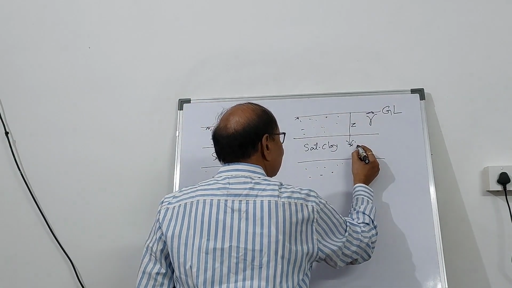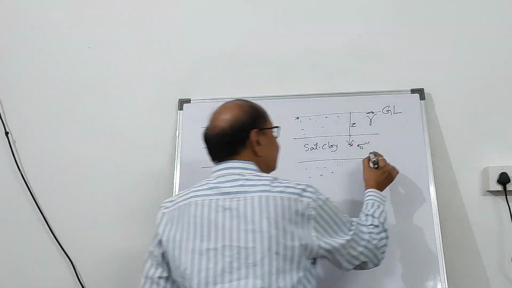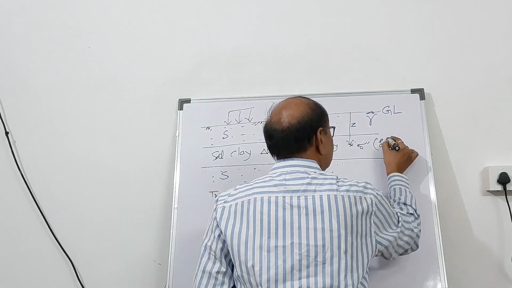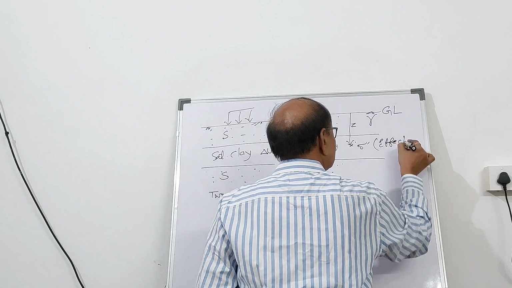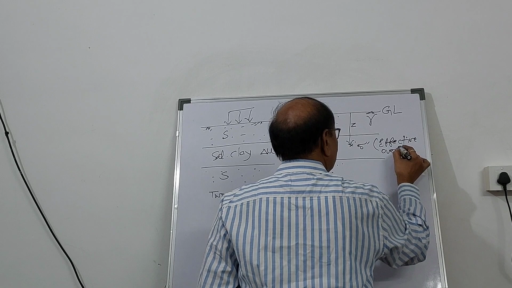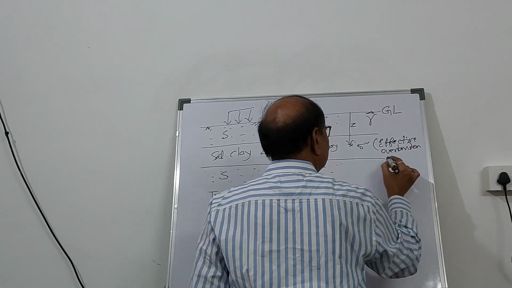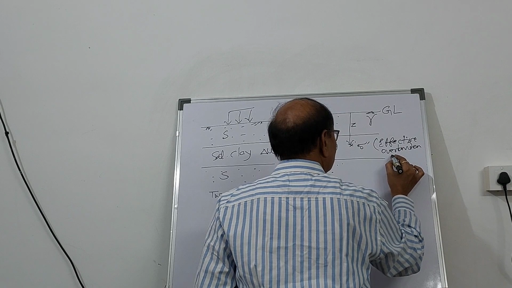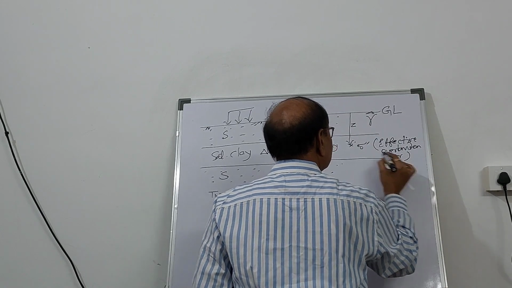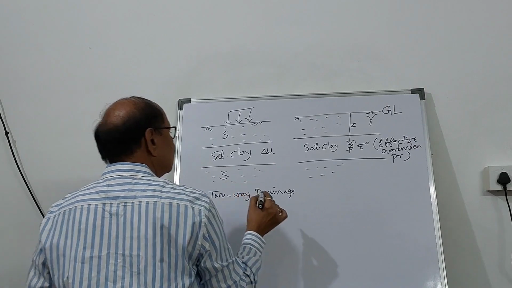So what is the overburden pressure here? You can find out the effective overburden pressure. So this is the effective overburden pressure. Overburden means due to self weight of the soil mass, what is the effective overburden pressure? At any point P, you can find it out.